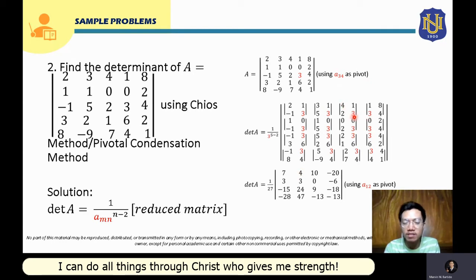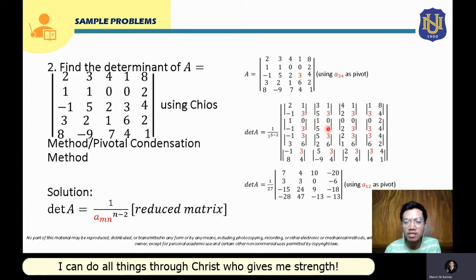And then we have here 4 times 3 minus 2 times 1. So that will be 10. And then we have here 1 times 4 minus 3 times 8. So that will be negative 20. And then 1 times 3 minus negative 1 times 0. So that will be 3.